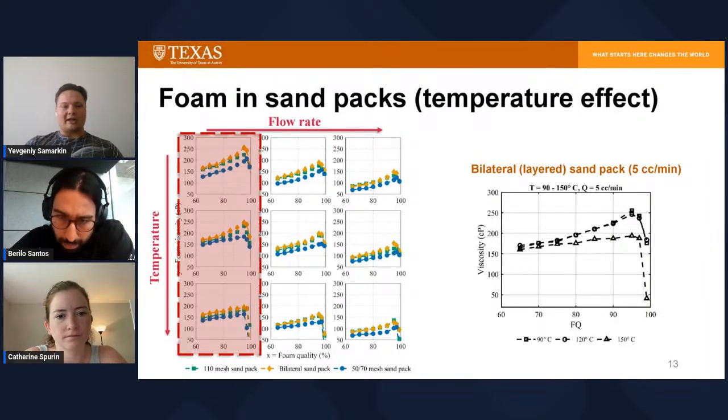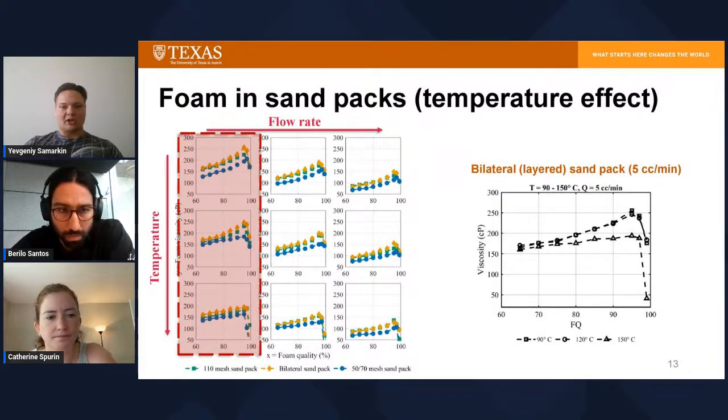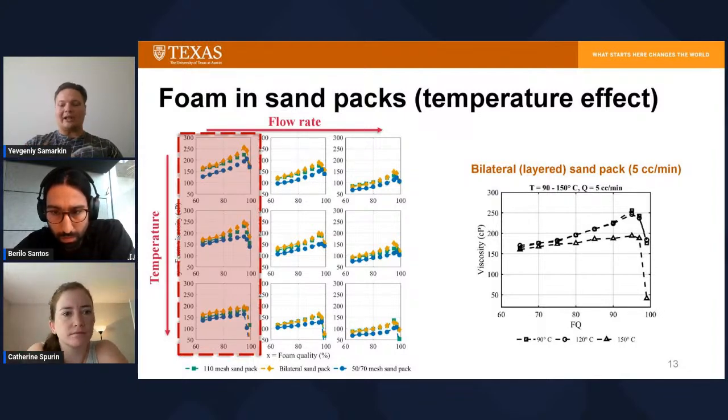So in all of our experiments, we consistently noticed that the foam that we generated at 90 degrees Celsius and 120 degrees Celsius was similar in terms of rheology, and the viscosity was the same. And that's something interesting to explore further. And we also observed that at 150 degrees Celsius, the viscosity of the foam decreases significantly, and that difference in rheology is especially high for the high foam qualities.